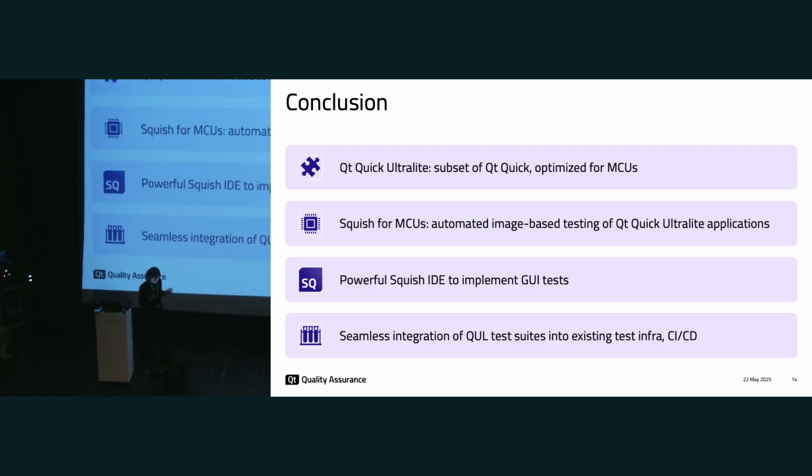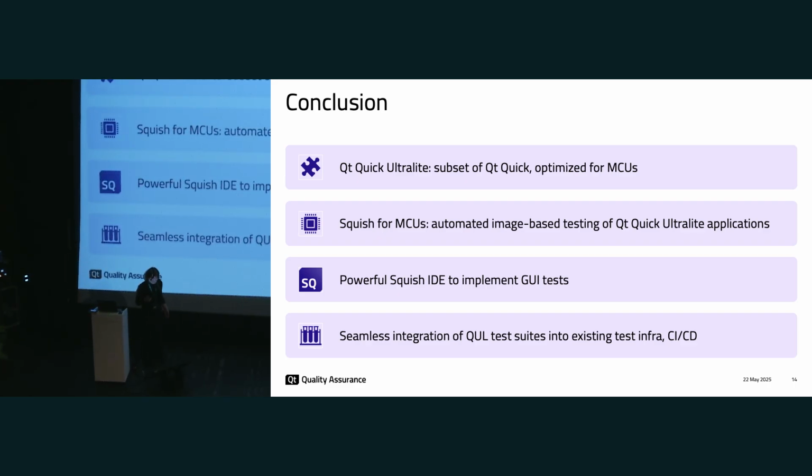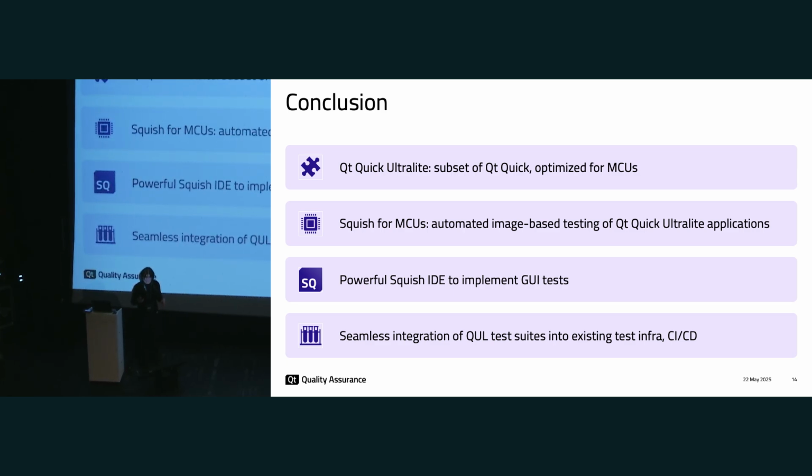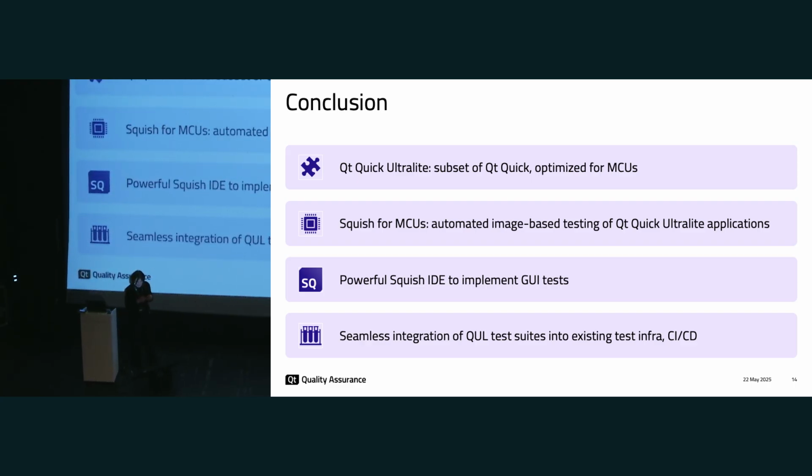So let's summarize this a bit. As a conclusion, Qt Ultralite is a subset of Qt, which is optimized for MCU devices. You can use Squish to test user interface on MCU devices with the help of automated image and OCR-based testing. You can use the full power of Squish IDE to implement those user interface tests, and you can seamlessly integrate those tests into your pipeline, into your test infrastructure, and into continuous integration.